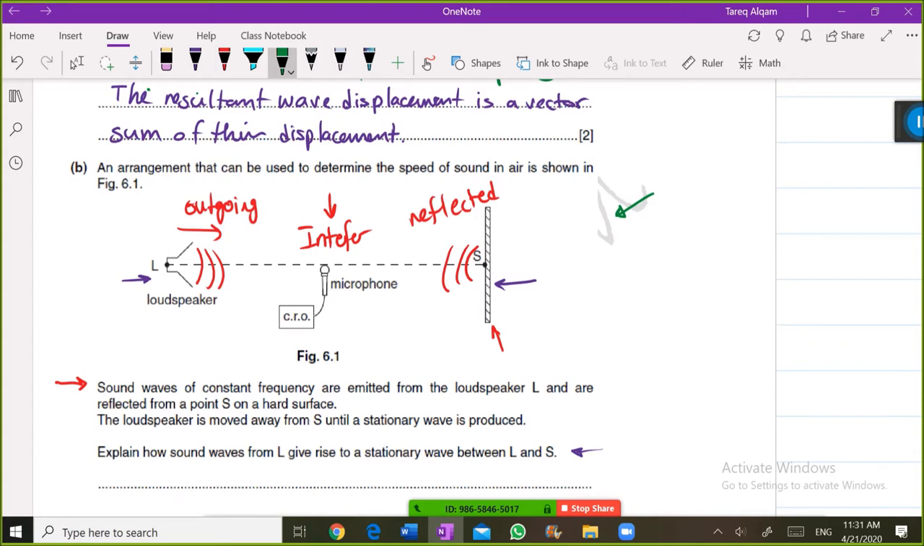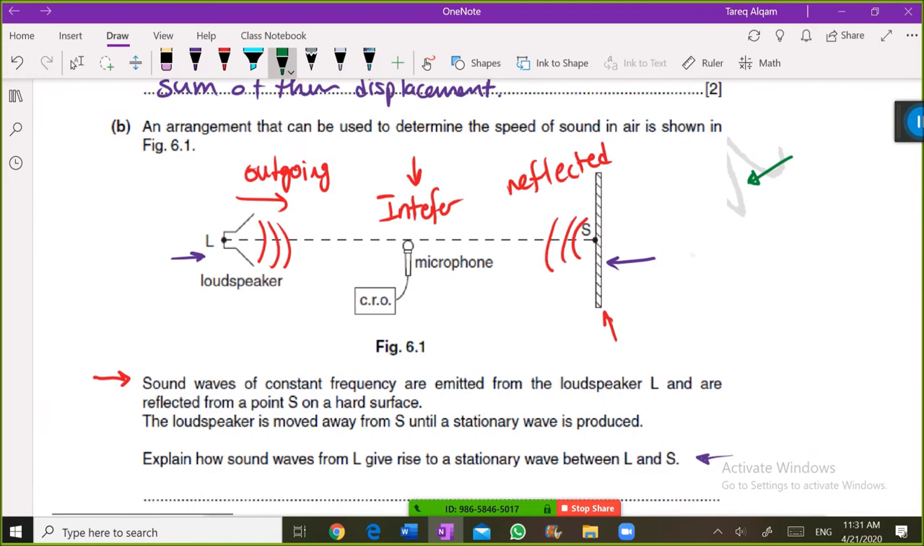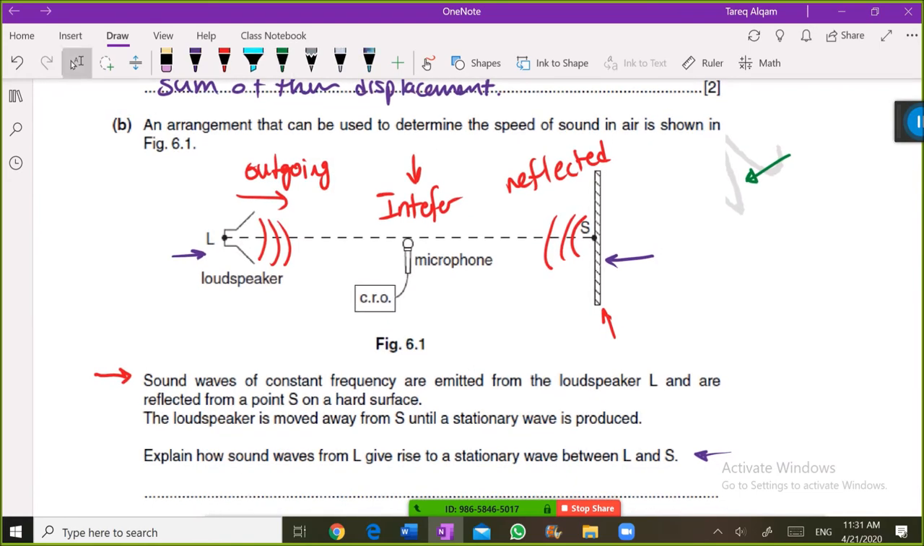Here, guys, you might be asked to set up this experiment, okay? Or to use the idea of this question to set up the experiment to measure the speed of sound.